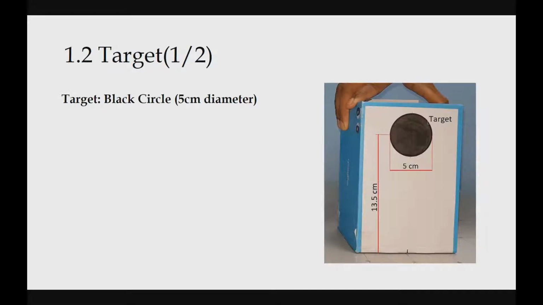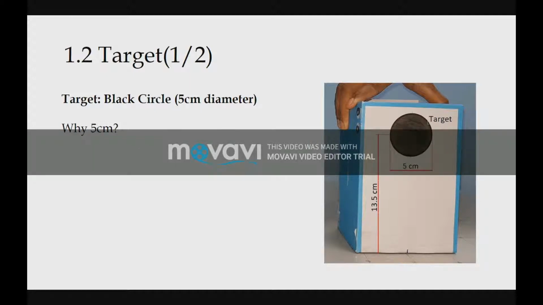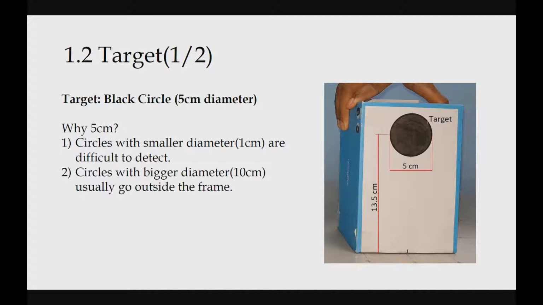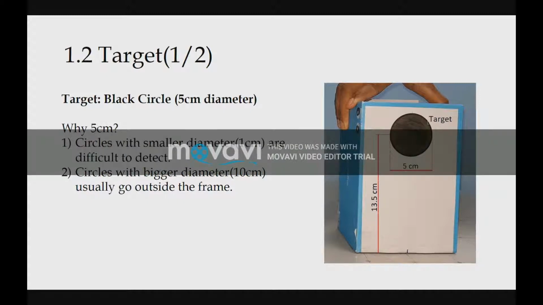The target is a black circle with 5 centimeters diameter. We experimented with circles of size smaller and bigger than 5 centimeters. We found that circles with size less than 5 centimeters are difficult to detect using MATLAB, and circles bigger than 5 centimeters go outside the frame.